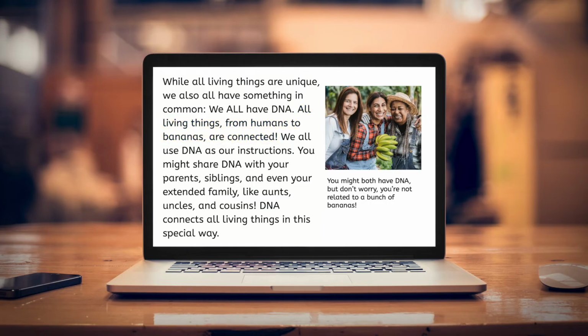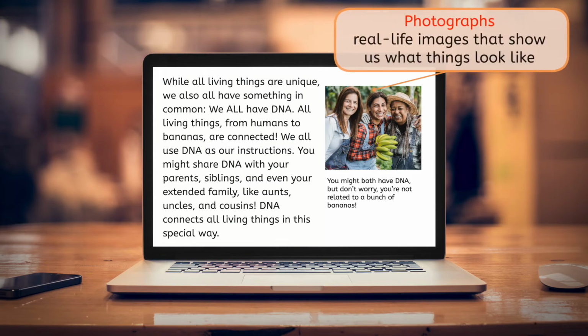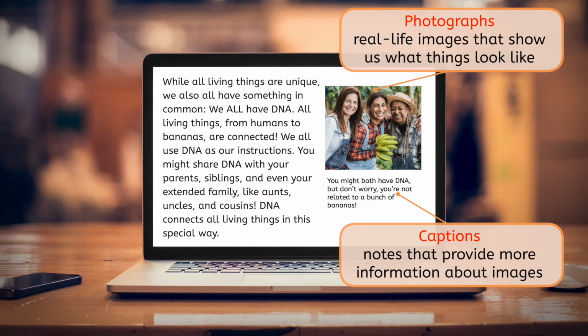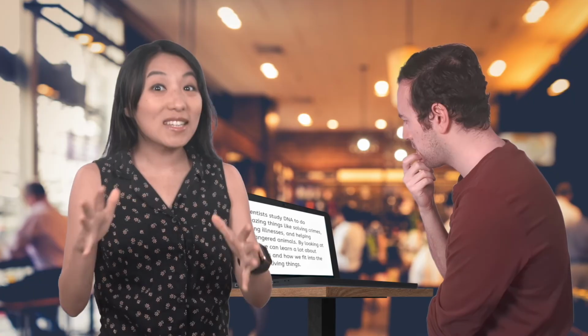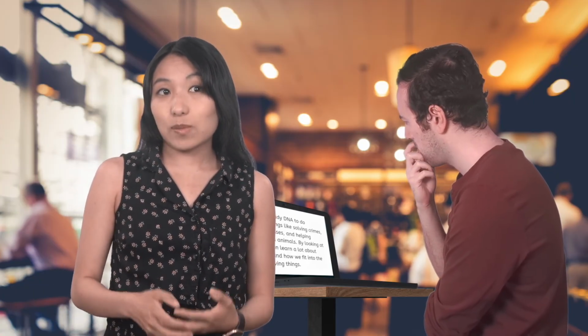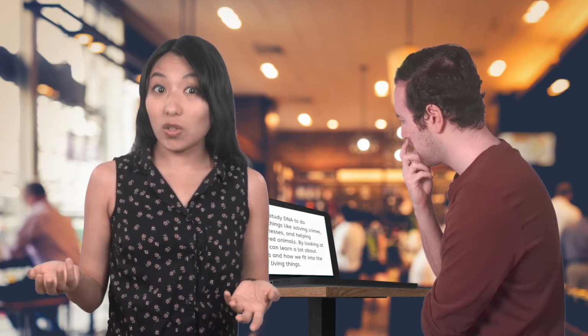Together we noticed the title, bolded word, and diagram. You might have also noticed this photo and this caption, a note that gives more information about images. The caption helps clarify that having similar molecules to other living things doesn't mean we are actually related. Here's the conclusion we can draw. What we have in common with bananas is what we have in common with all living things: DNA.